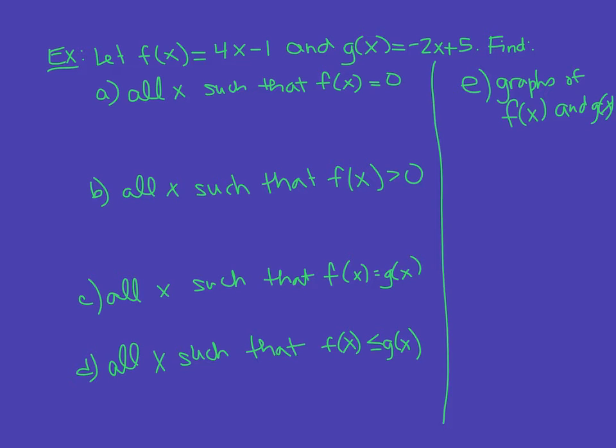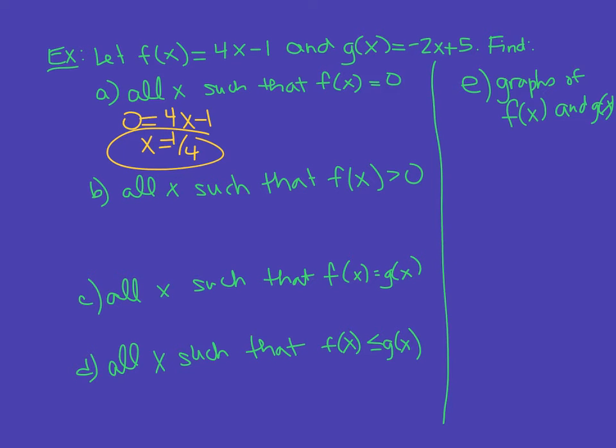So we're going to do an example, and you might notice this example looks really familiar. We've done some problems like this when we were talking about functions. You're welcome to pause the video and then just fast forward to my answers. For part A, we want to find all x such that f of x equals 0. So we set f of x equals 0. When we solve that, we get x equals 1/2.